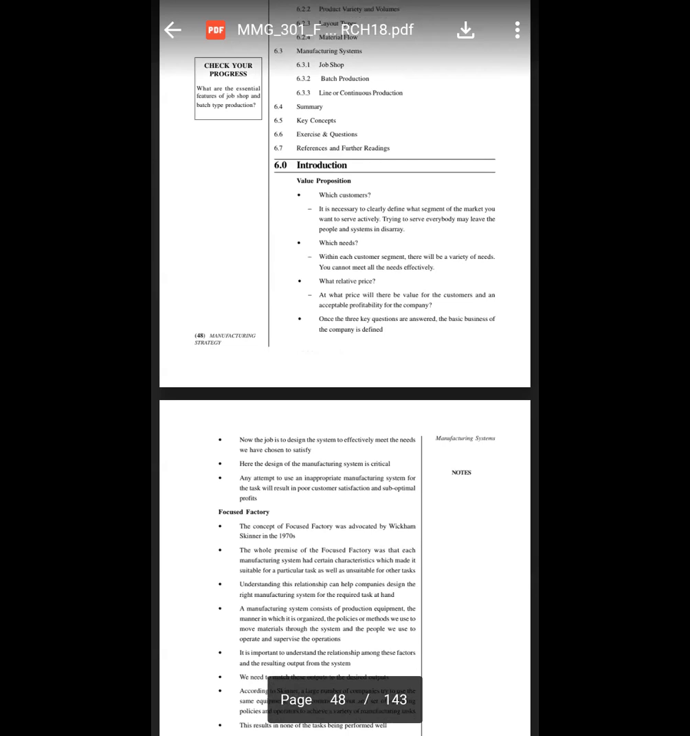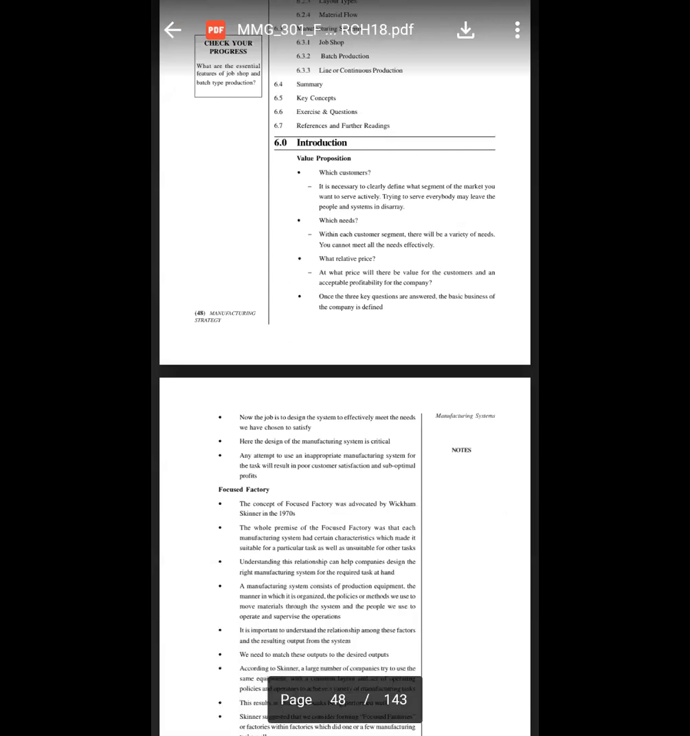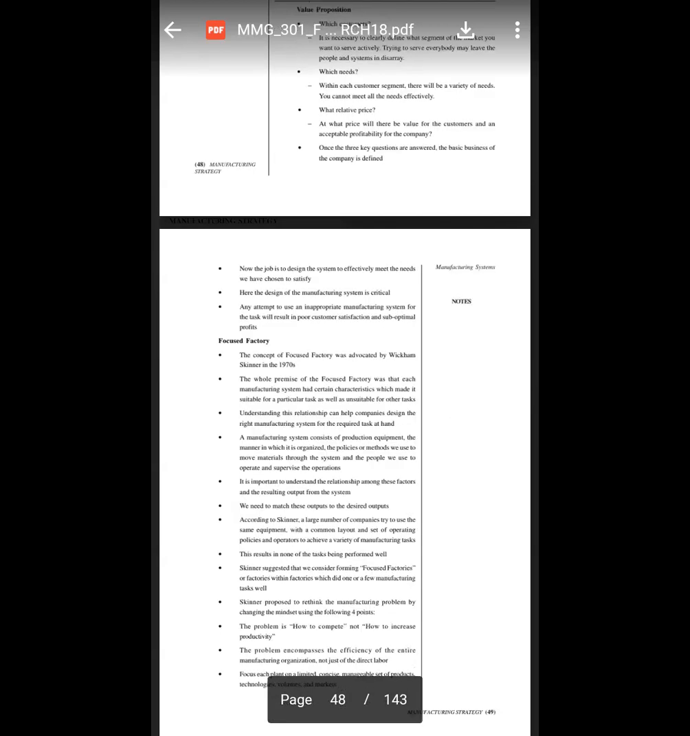Within each customer segment there will be a variety of needs. You cannot meet all the needs effectively. Definitely you cannot protect the need of each and every customer. That is also one kind of manufacturing system limitation. Then, relatively, the price at which there will be a value for the customers and an acceptable profitability for the company. Once the three key questions are answered, the basic business of the company is defined.